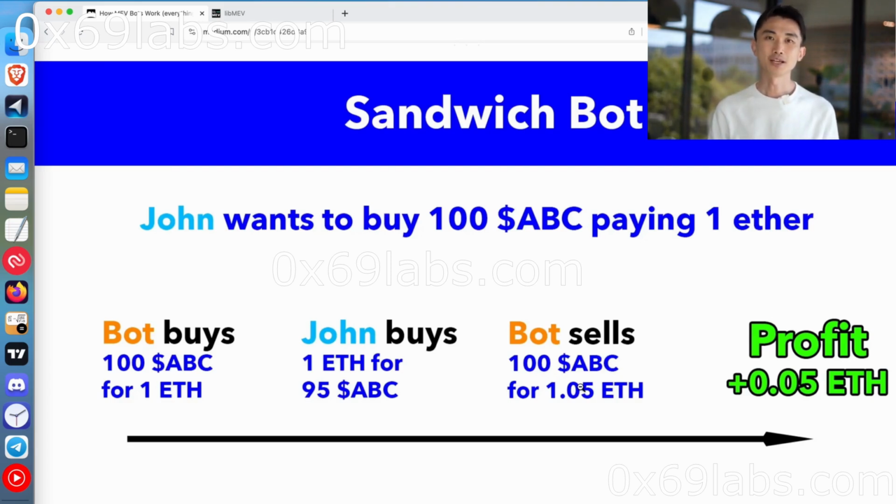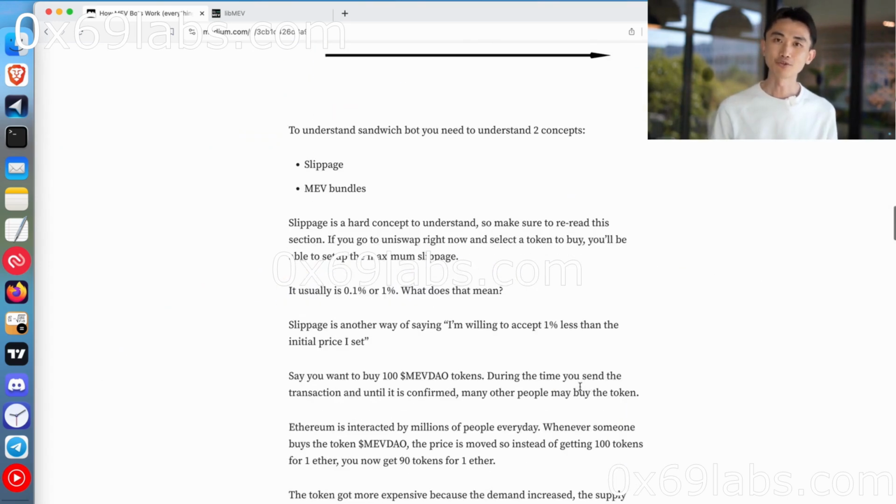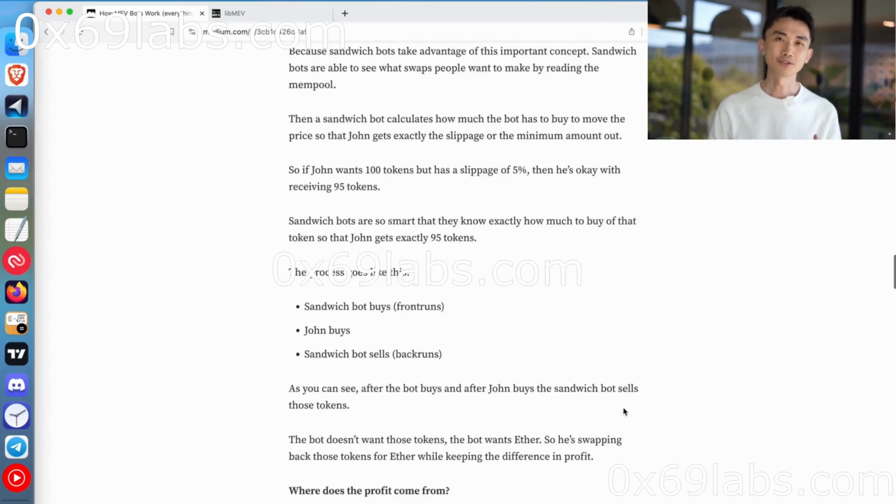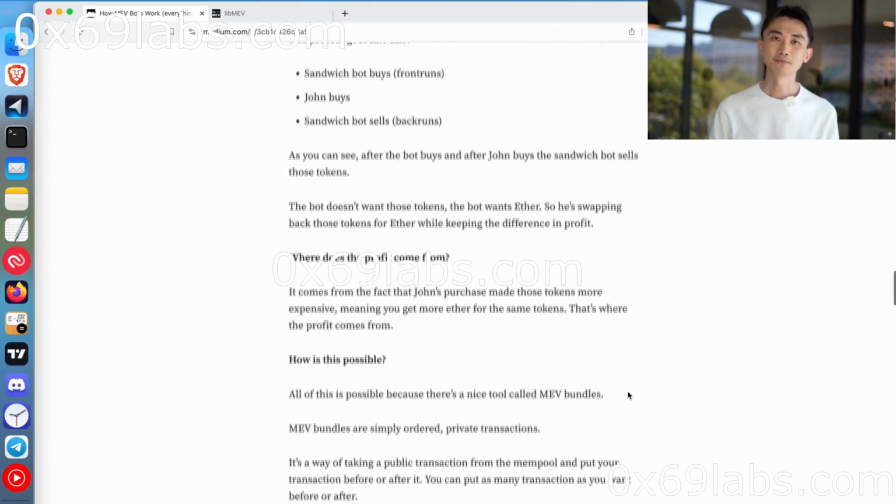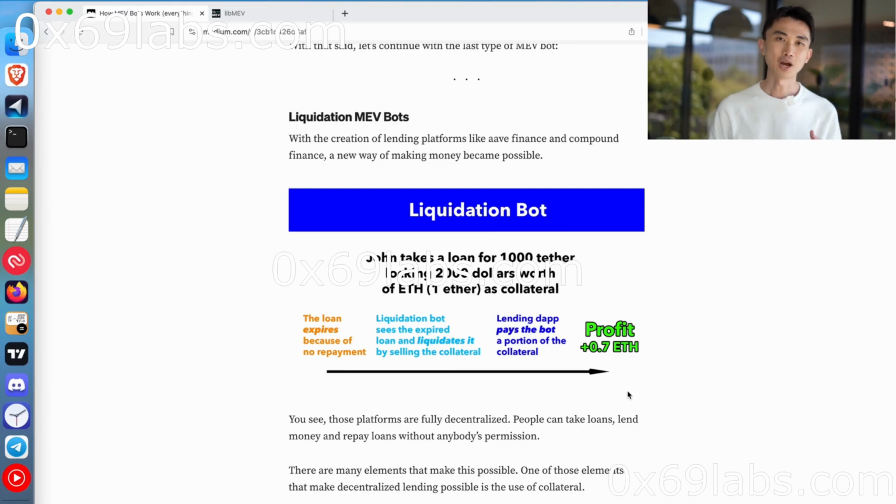And for this to work, you need to have MEV bundles that come from Flashbots. That way you can make private transactions. I could go on forever on how this works, and there are so many different things, but that's the basic idea. Then there are the liquidation bots.